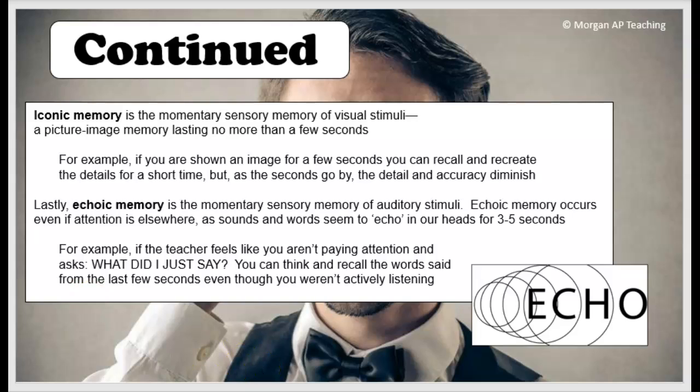All right. Then there's iconic memory and echoic, which some of you referenced in Wednesday's discussion question. Iconic is the momentary sensory memory of visual stimuli, a picture image memory lasting no more than a few seconds. So you're shown an image for a few seconds, you recall it and recreate the details for a short time, but as the seconds go by, the details and accuracy diminish.